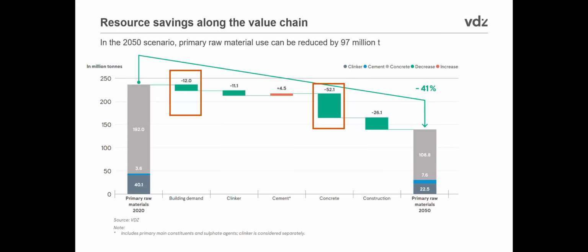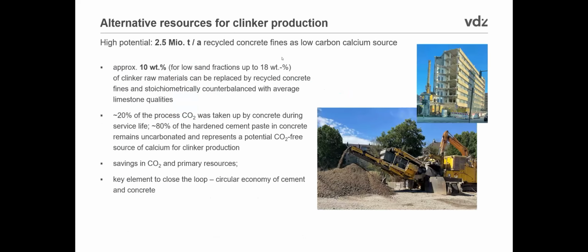Now, this is the main message, and this is something which is a difficult message even for regional policymakers. We will not be able to fully replace our resources by only recycling materials. This is part of the truth as well. We need access to primary materials also in the time to come. Now, the alternative resources for clinker production, let me just go back to the recycled concrete sands here.